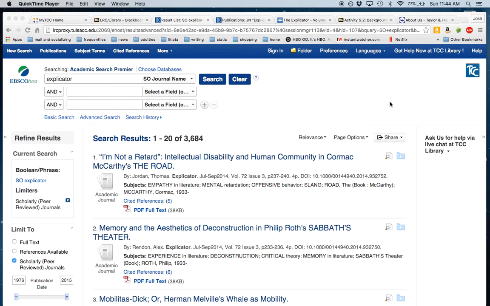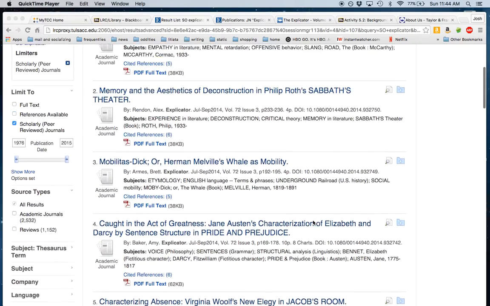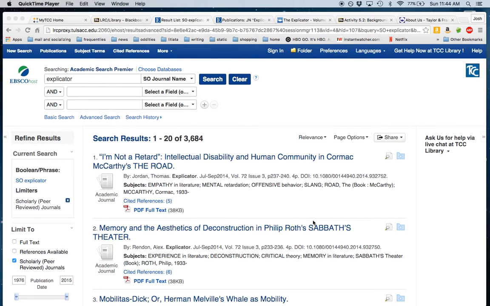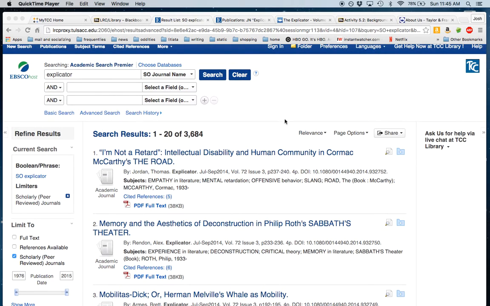The two big things that you want to look at in the name of the journal we're looking at, the Explicator. I've probably given you an assignment that required you to look up an article from this journal. These are the search results of all the articles that are in the TCC EBSCOhost database from that academic journal. Whenever you see the little image to the left of an entry that says it's an academic journal, and once you've clicked your limitations to only scholarly peer review journals and this comes up, you're in good shape.